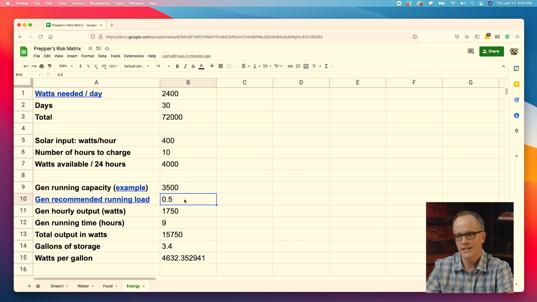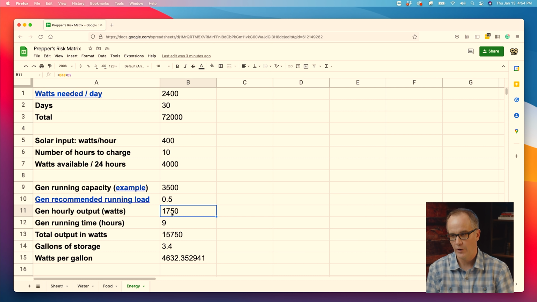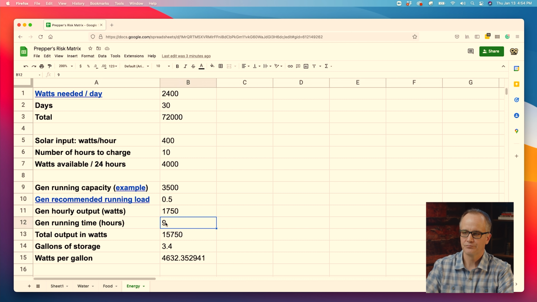So if it's telling you it can operate at 3,500, you really need to come in, and I put this at 0.5. You can change that number if you want, but again, think about what I explained earlier. So our generator hourly output, if we're at 50% capacity, is 1,750 watts.